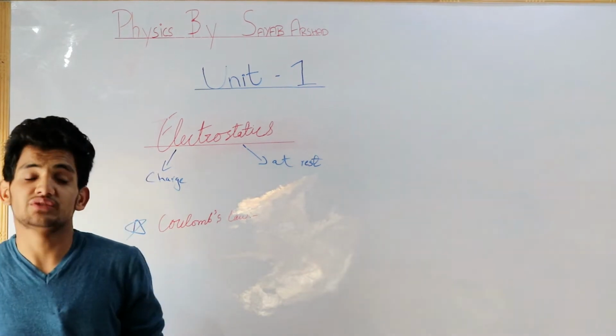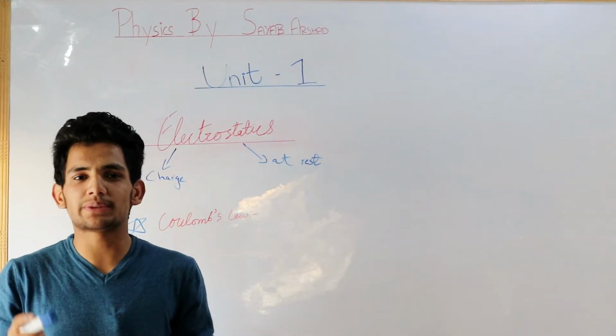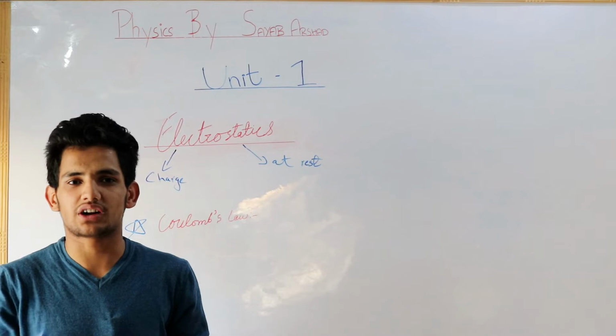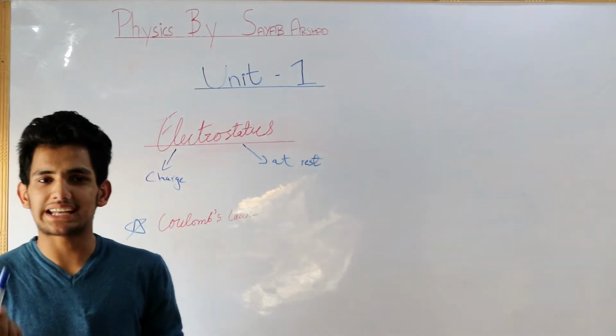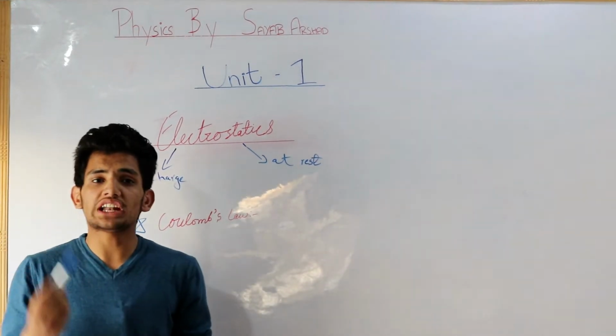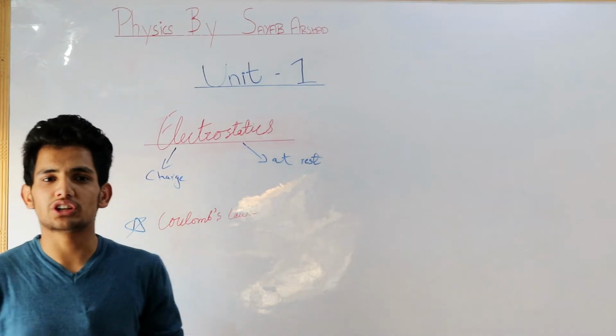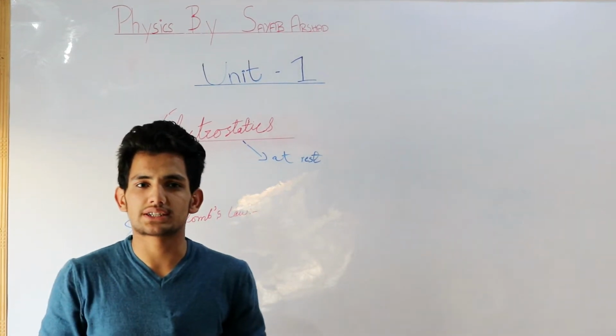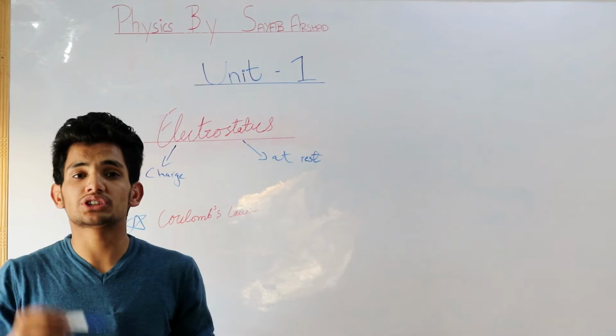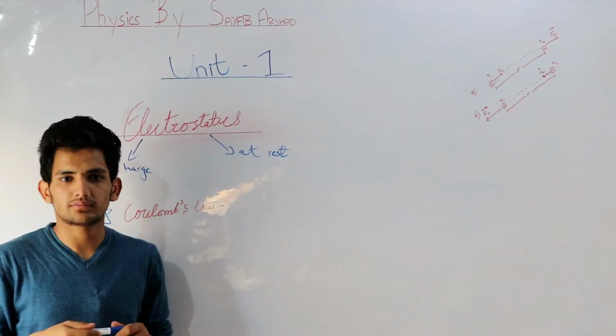Coulomb is the scientist who used a torsion balance to explain the force between two electric charges. Coulomb's law states that the magnitude of an electrostatic force is directly proportional to the product of the two charges and inversely proportional to the square of the distance between them.